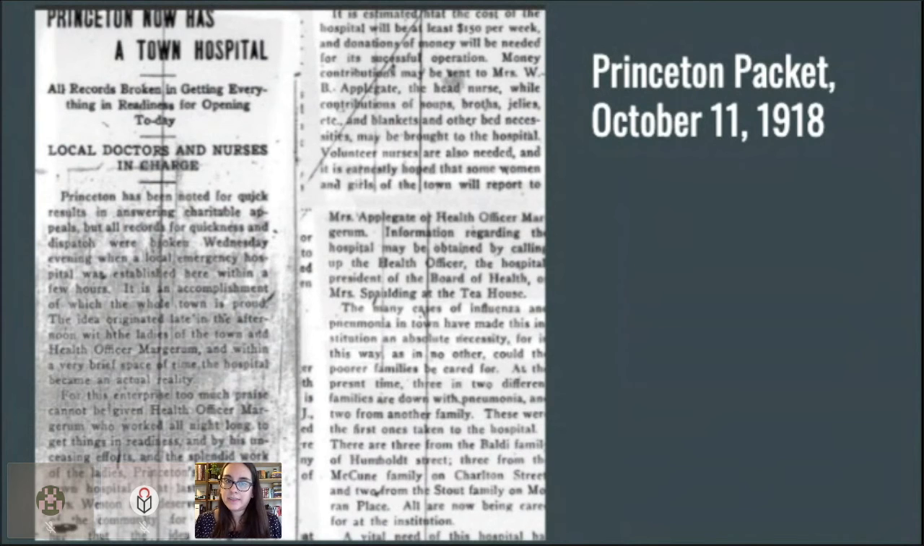It says here that the many cases of influenza and pneumonia in town have made this institution an absolute necessity, for in this way, as in no other, could the poorer families be cared for. And the article also goes on to call it a dream of a town hospital that has at last come true.